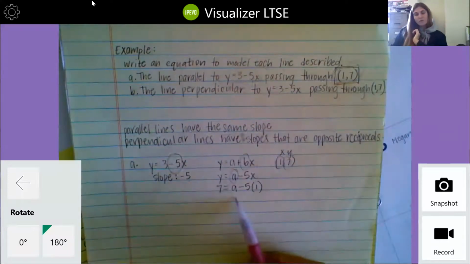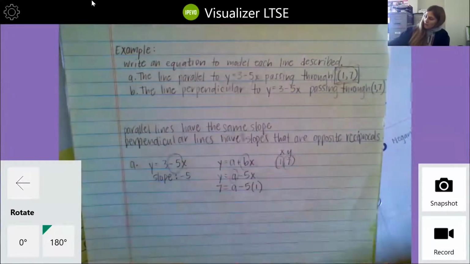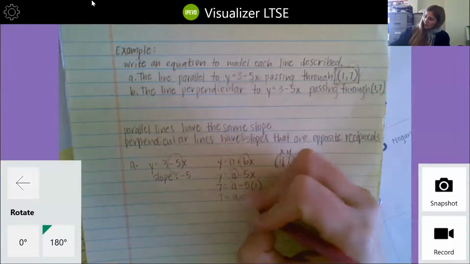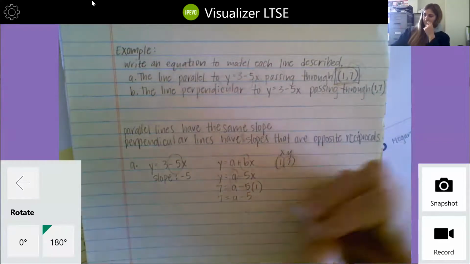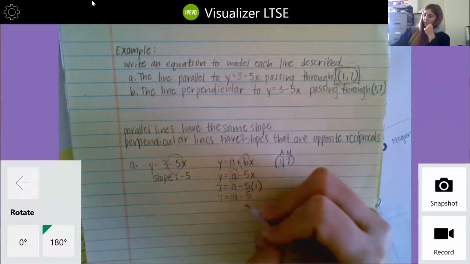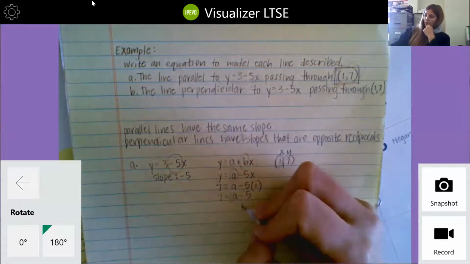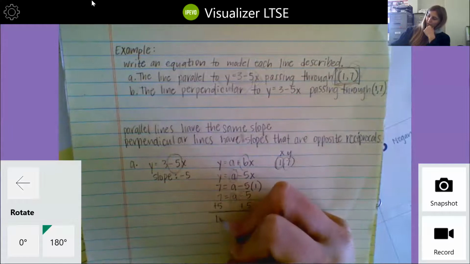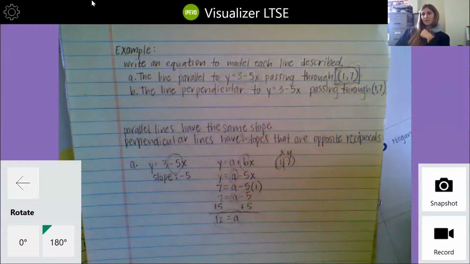Now I can solve for a. And remember, a is my y-intercept. So first I need to do 7 equals a minus 5, because 5 times 1 is 5. Now I want to get the a by itself, so I'm going to move this 5 over here to be with the 7. So I add 5 here, add 5 over here, and I get 12 equals a. So 12 is my y-intercept.